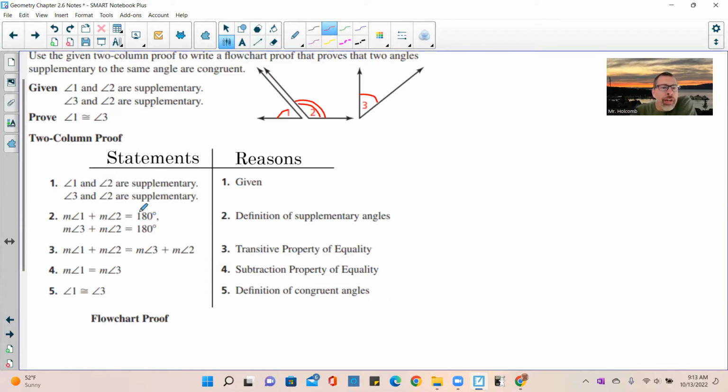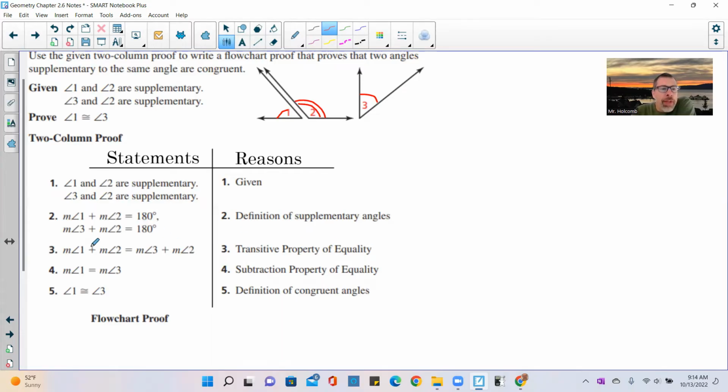So now we know angle 1 and angle 2 equals 180. Now we can say the measure of angle 1 plus the measure of angle 2 equals the measure of angle 3 plus the measure of angle 2. Well, how can we say that? Well, if angle 1 plus angle 2 equals 180, and angle 3 plus angle 2 also equals 180, if two things are equal to the same thing, they're equal to each other. That is the transitive property of equality.